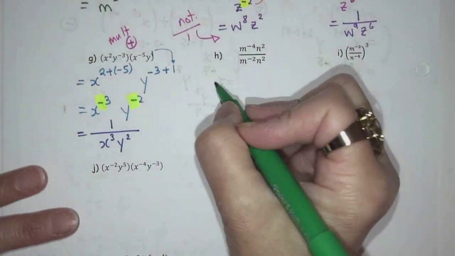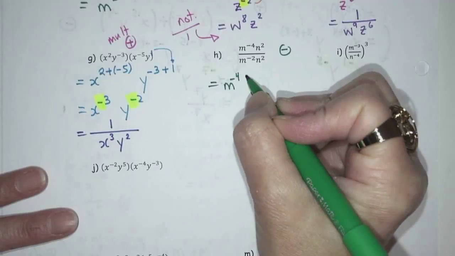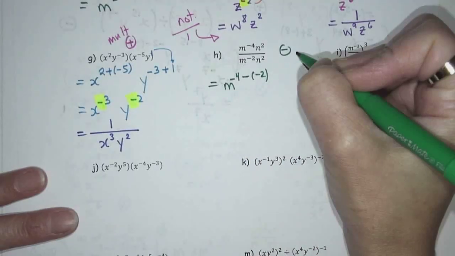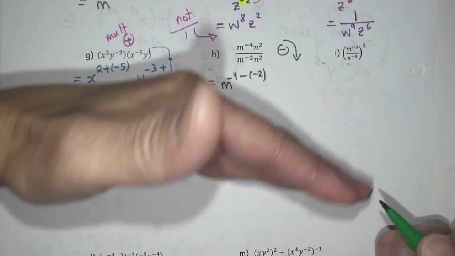Okay, next one here. Division becomes subtraction. So this is m to the negative 4 minus negative 2. And we always read down. So it's always reading down. When you think of a page, we read from the top to the bottom.